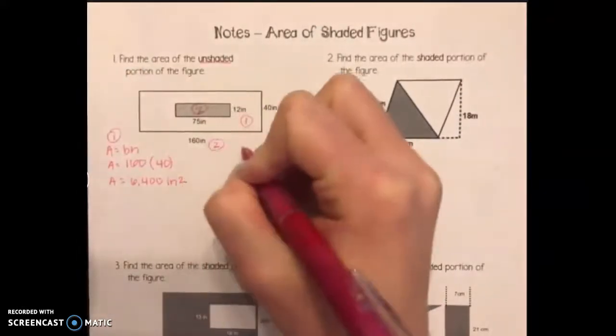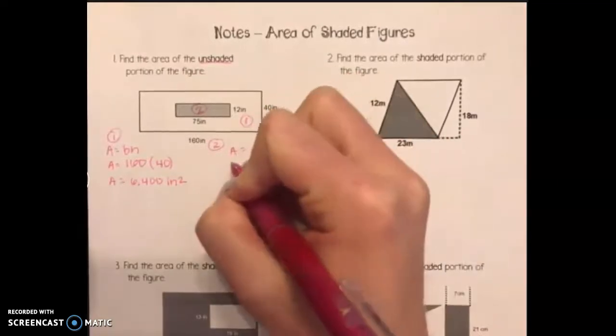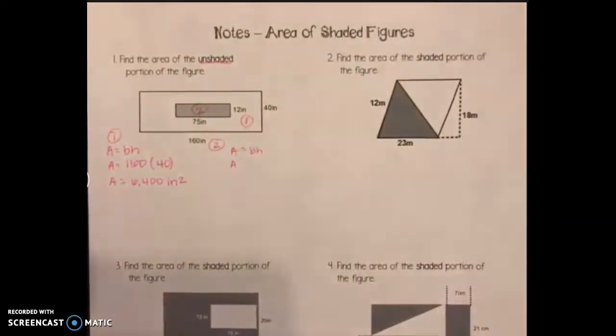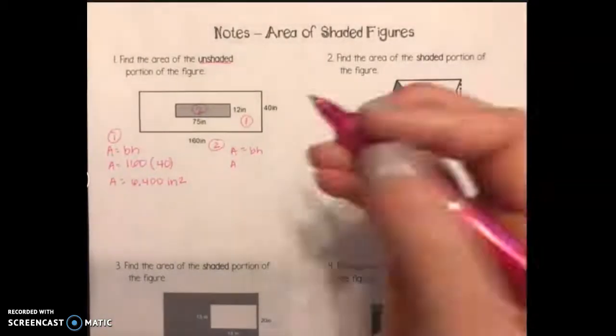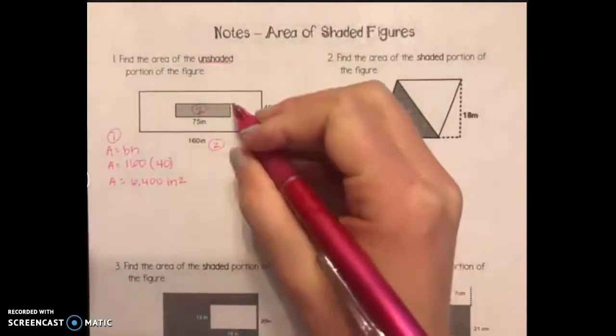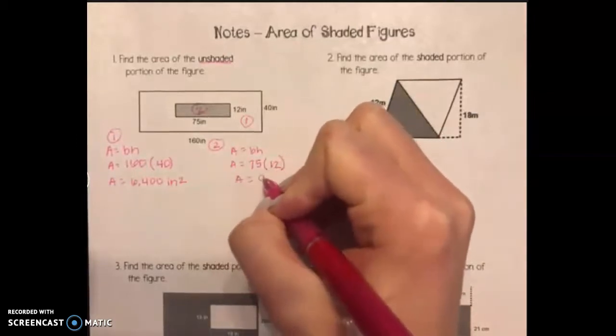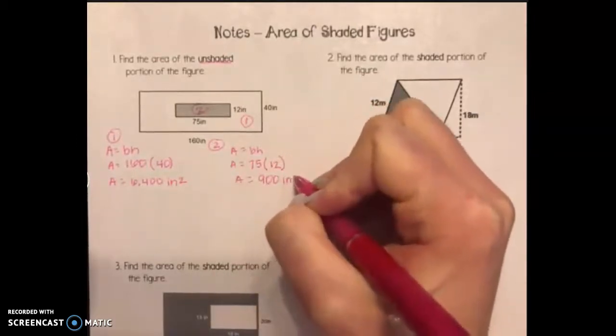For number 2, we have a rectangle as well. So area equals base times height. So my area is going to equal a base of 75 and a height of 12. Okay, so my area equals 900 inches squared.